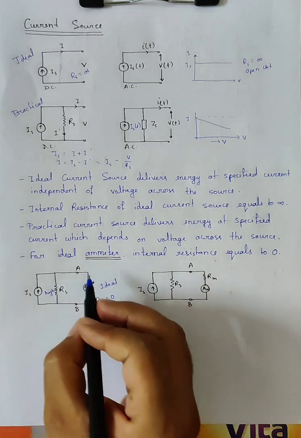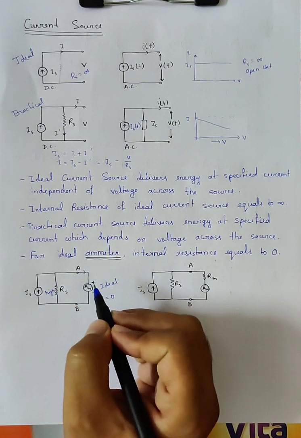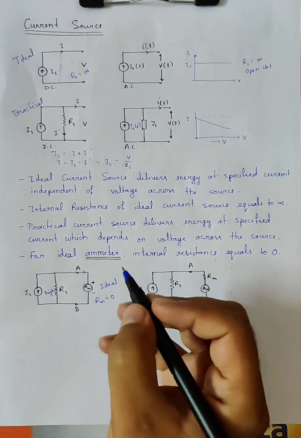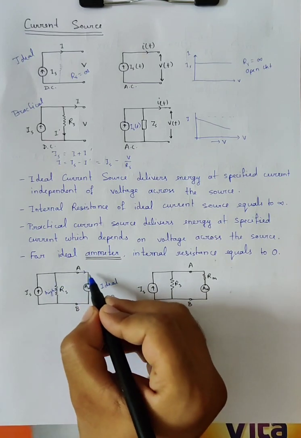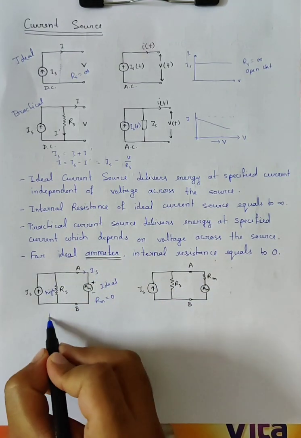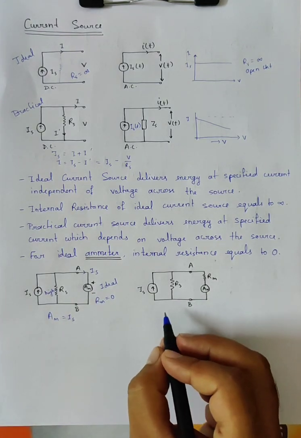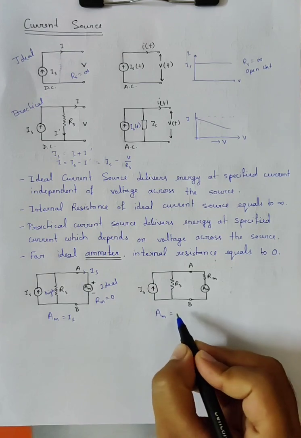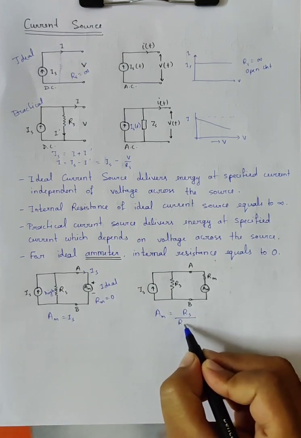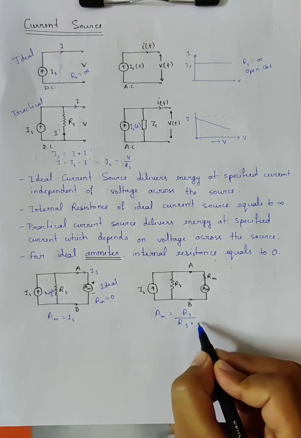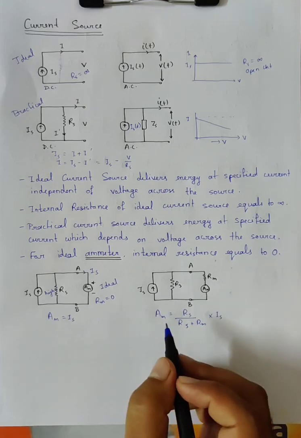We can see that for the ideal ammeter AM, as Rm is 0 and RS is very high, the current coming in AM is IS. In the practical case, the current in AM will be distributed like RS upon RS plus Rm into IS. This is the current division rule.